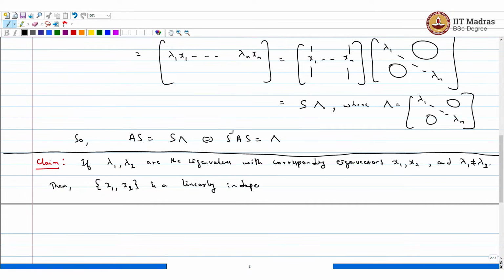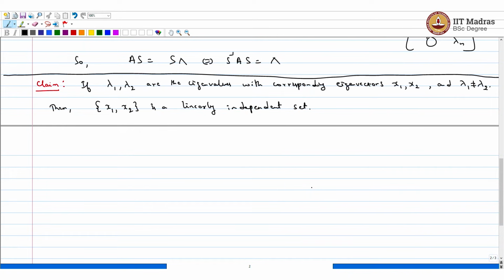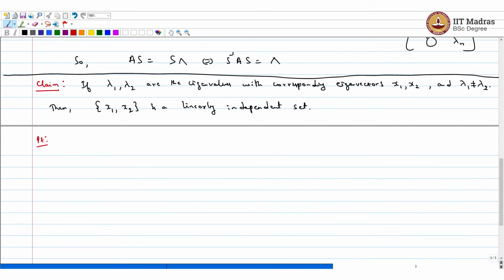So, eigenvectors corresponding to different eigenvalues are linearly independent. That is really the claim. We can show this. So, we will start with the linear independence requirement.